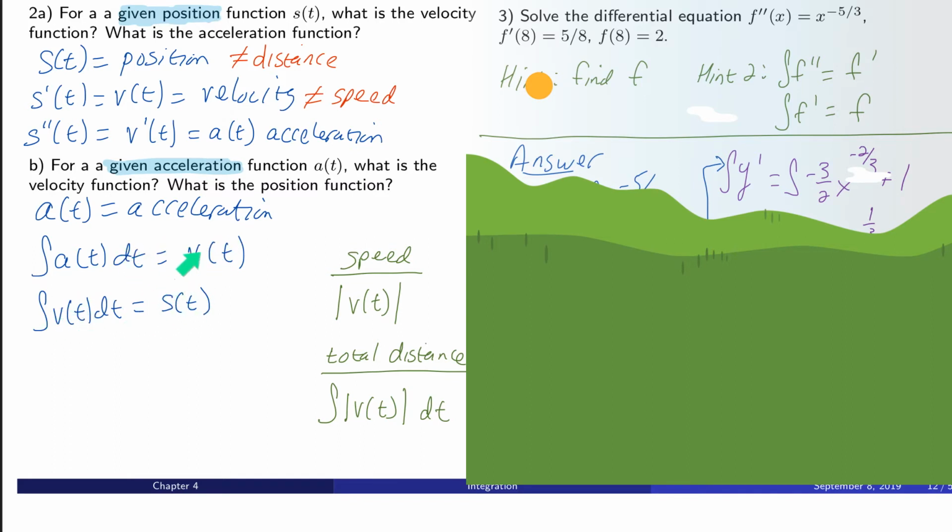And don't forget about your plus C's. These are just general ideas. When you go to use actual functions, you will have to have plus C's. Okay, so what is speed?